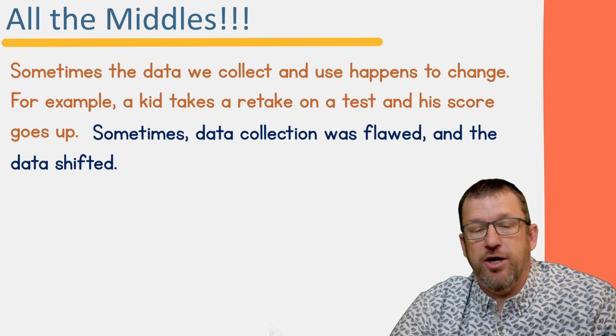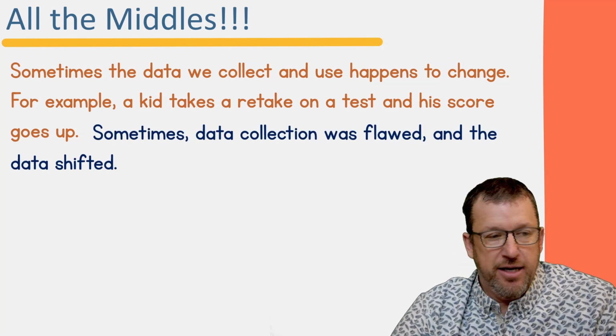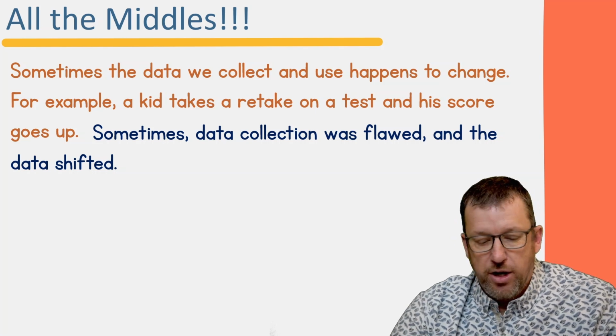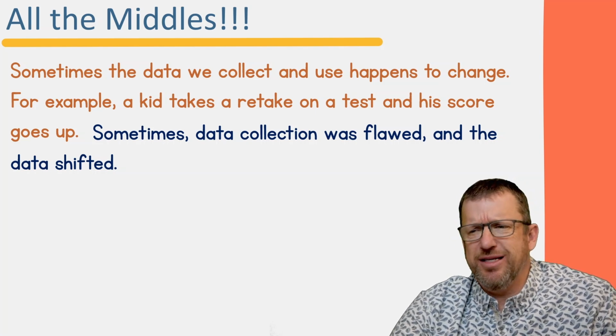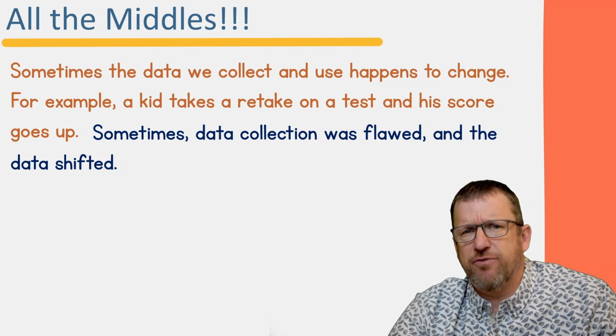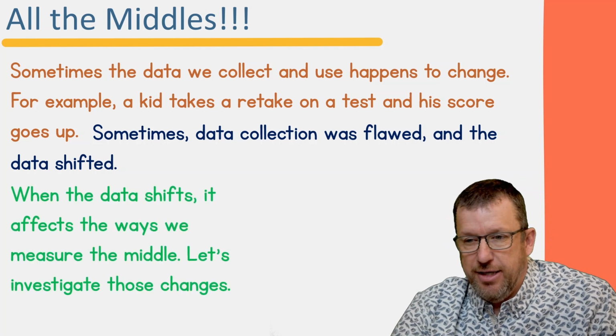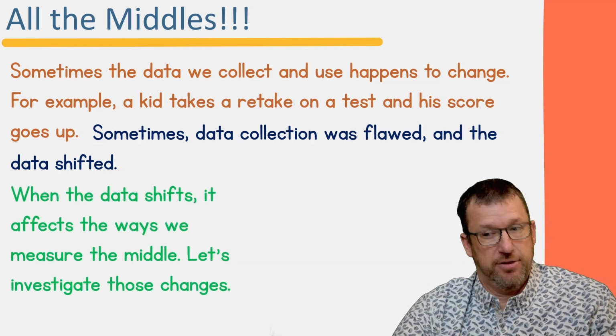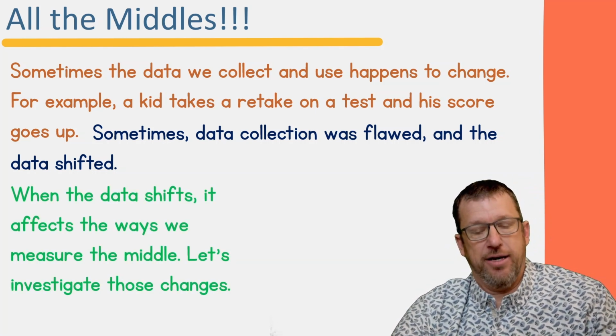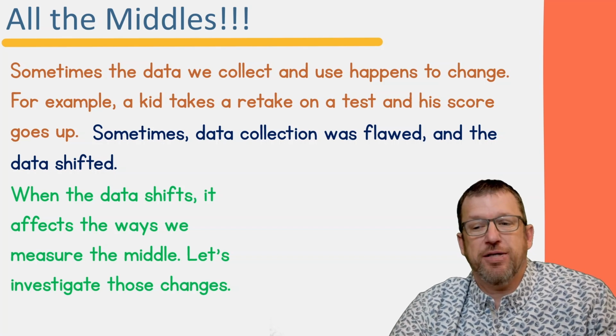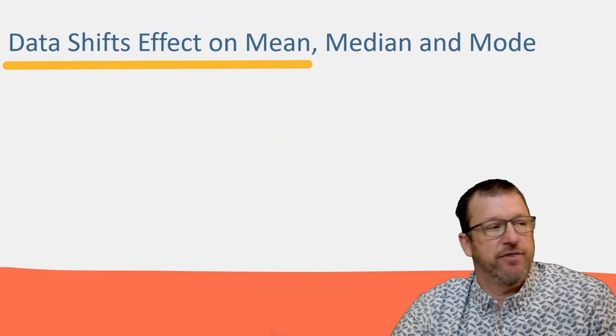Sometimes data collection was flawed. People collected data, and then when they got back and they were working on their research, they realized one of these pieces doesn't make sense. Let's go back and see if we messed this up. And they find out the data was wrong, so they had to change the data or eliminate the data. When the data shifts, which means eliminated, added, or altered, sometimes it changes the measure of the middle. So let's investigate some of those changes.